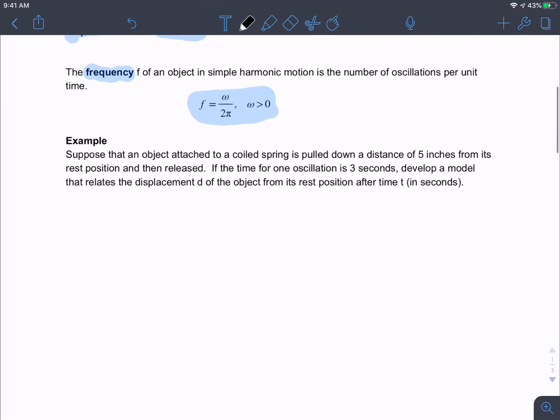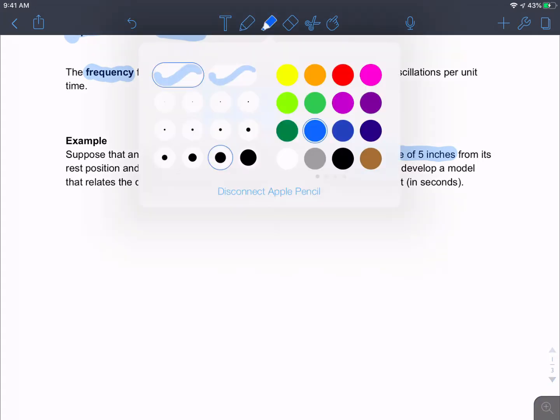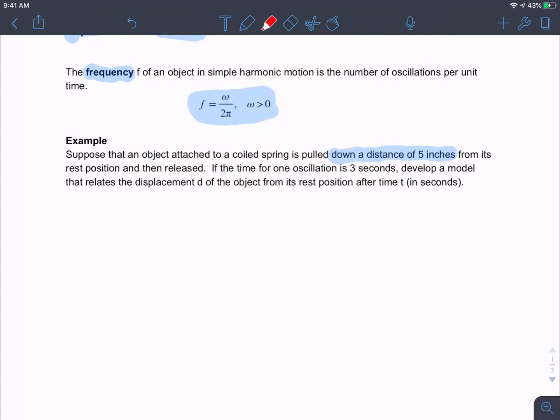In this first example, it says that suppose an object attached to a coil spring is pulled down a distance of 5 inches. So that's important. The direction is important. It's going down and it's going 5 inches from its rest position and then released, that's going to cause the simple harmonic motion, and one oscillation is 3 seconds long. That's information that's important.